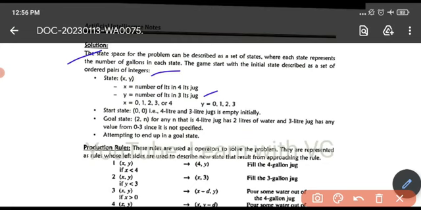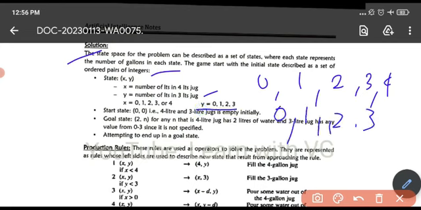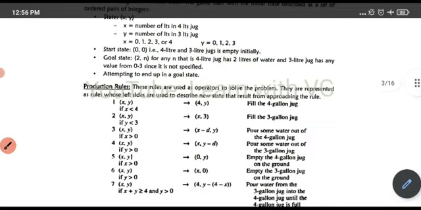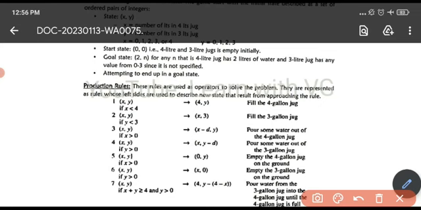Now the starting state would be 0, 0, and the goal state would be 2, n. Why n? It means the 4 liter jug must be filled with 2 liter, and the 3 liter may contain 0, 1, or 2. It doesn't matter, it can contain any value. That is why n is mentioned.